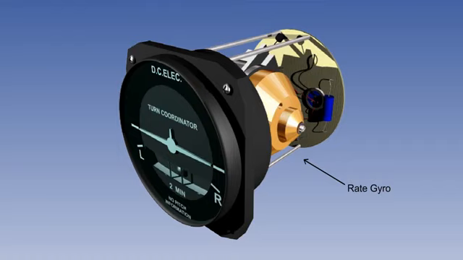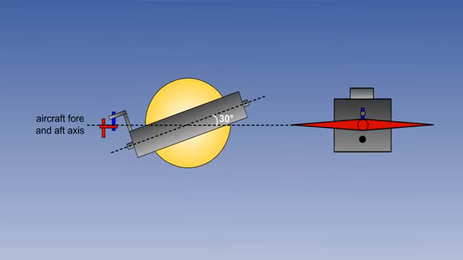The turn coordinator is a development of the turn and slip indicator. This is what the instrument looks like. From the constructional point of view, the difference between the turn and slip indicator and the turn coordinator is that the rate gyro axis in the turn coordinator is inclined to the fore and aft axis of the aircraft by approximately 30 degrees. This makes the gyro sensitive to aircraft roll or bank, as well as to yaw or turn.